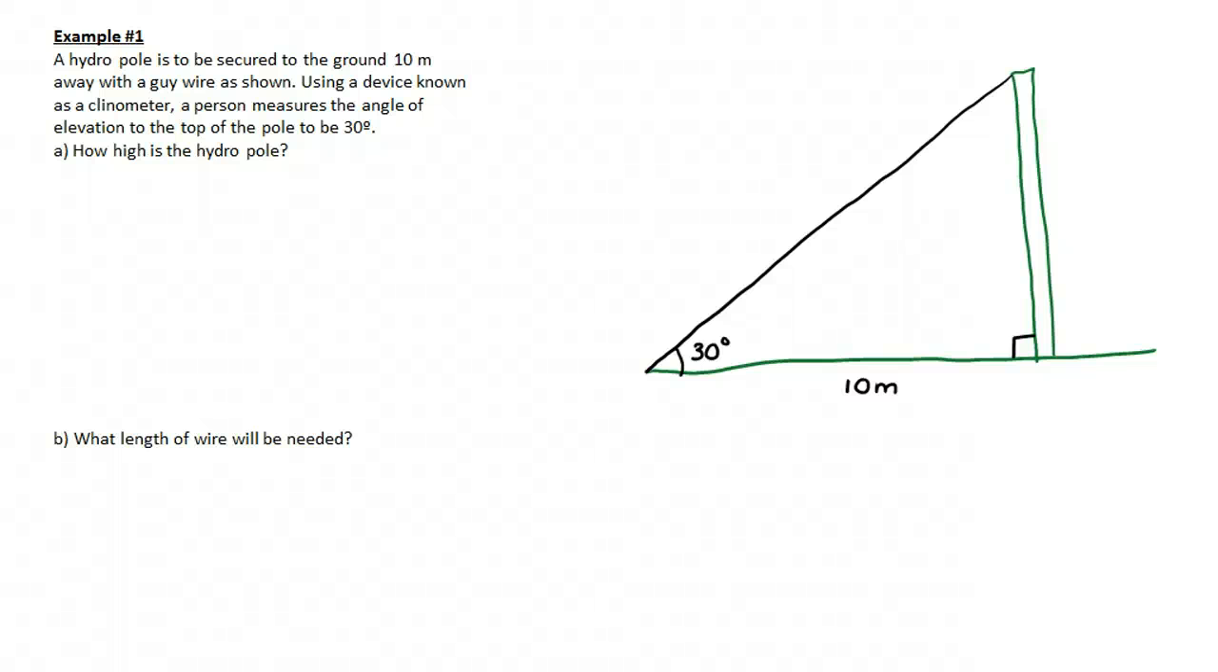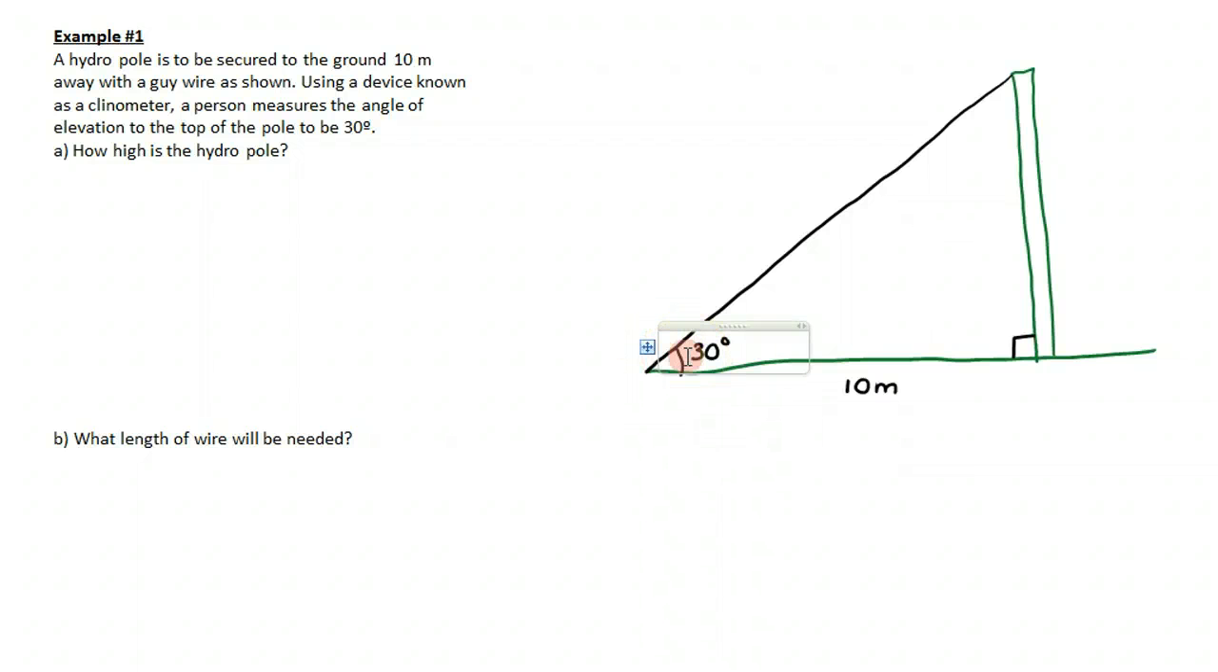So let's look at another example, shall we? In this example, a hydro pole is to be secured to the ground 10 meters away with a guy wire as shown. And I've drawn this picture in, and this would be the picture given to you. Now, a definition here that's useful to know is that a guy wire is simply a wire that is attached to the top of a pole and then to the ground.